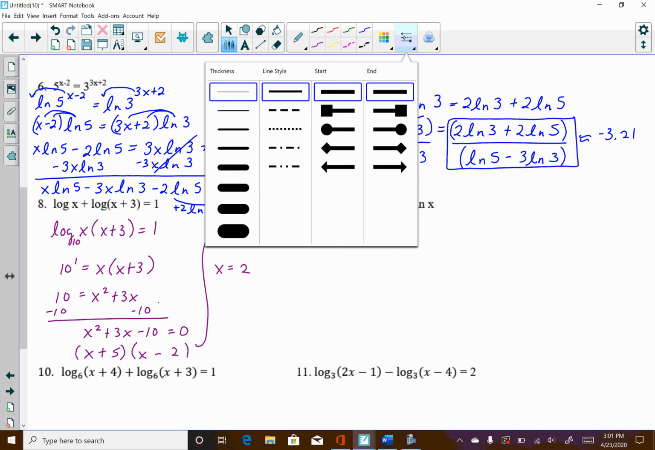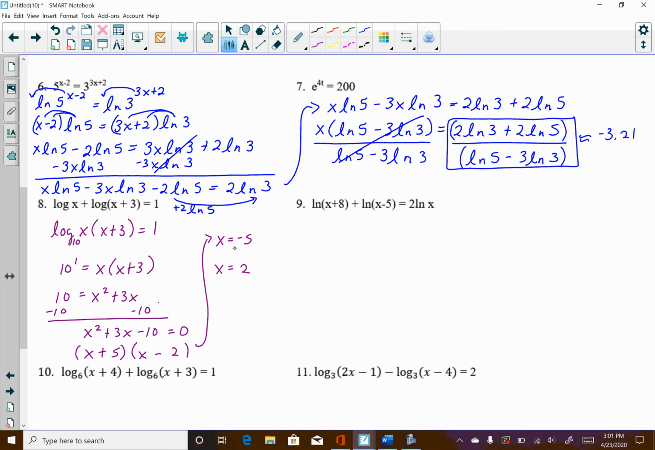We need to go back and check ourselves. Get a different color here so we can check ourselves. If you plug in -5 right here into this first argument, you would be trying at that point to take the log of a negative number. So automatically, -5 is not a solution. You still need to check the 2.